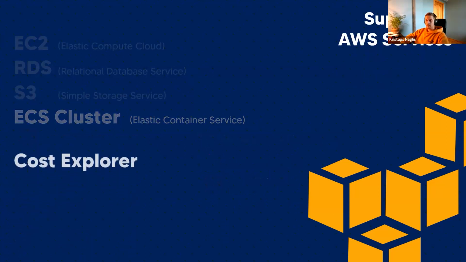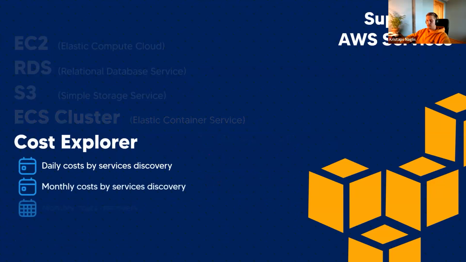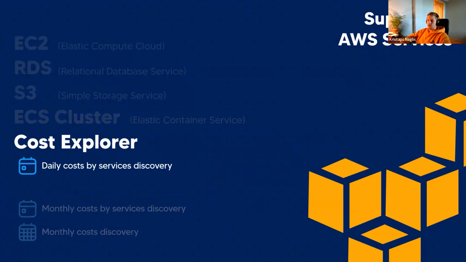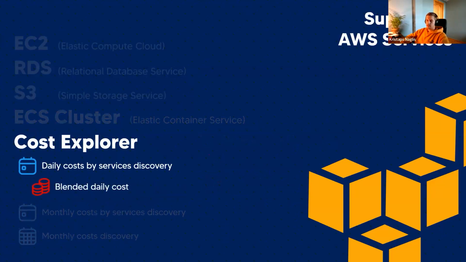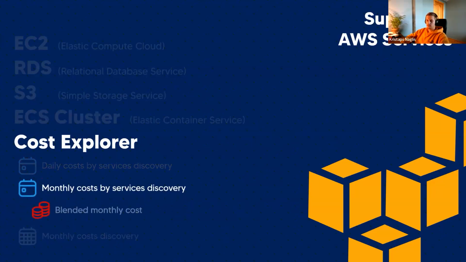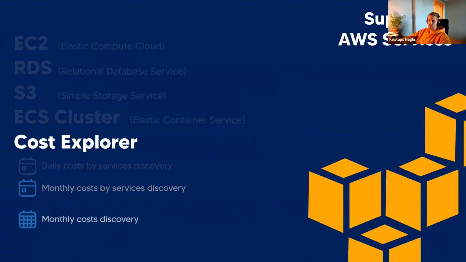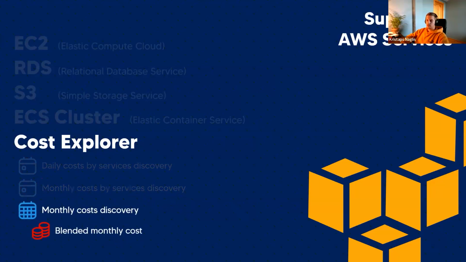A really nice template is Cost Explorer. You can monitor your costs on your AWS environment. Here are 3 discovery rules, which is basically daily costs by services, monthly costs also grouped by services, and then monthly costs altogether. Here we can see there's a blended daily cost for each of those services, blended monthly cost for each of the services that are discovered, and the monthly costs altogether.